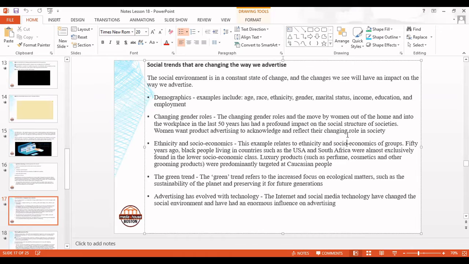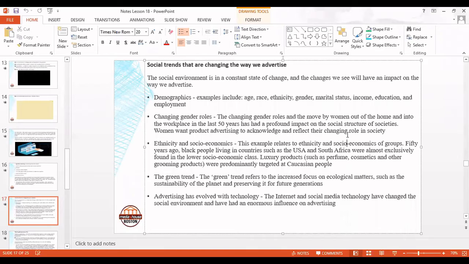Okay. You also now, another trend is changing gender roles. The changing gender roles and the move by the women out of the home into the workplace in the last 50 plus years has a profound impact on the social structures of societies. Women want product advertising to acknowledge and reflect their changing role in society, which is true. We have now, the gender roles are changing constantly. Women now are not viewed only as housewives.